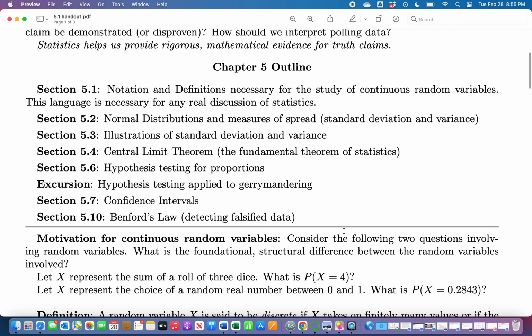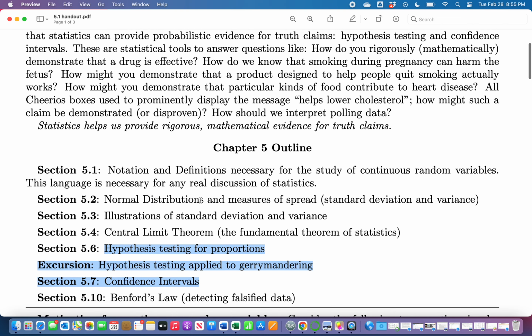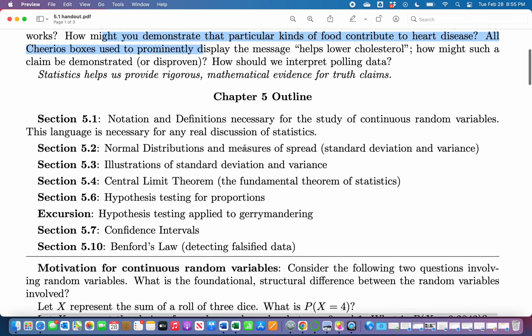Here's the outline of the chapter. Today is just notation and definitions, so no real statistics here. The next section, normal distributions. Then we move on to standard deviation, and the central limit theorem. This is the fundamental theorem of statistics, as you might imagine, extremely important because this theorem lets us do things called hypothesis testing and confidence intervals, which gets at all these things up here.